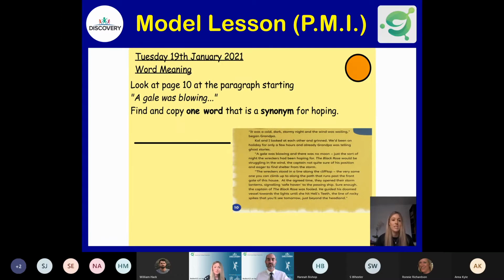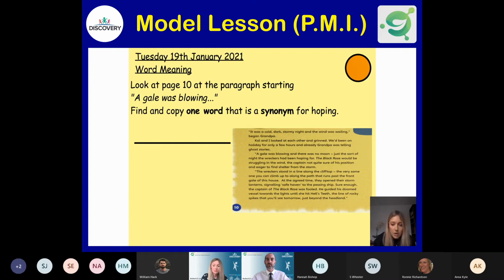Okay, then, so now it's my turn to have a go at a word meaning question. Because if you remember, the orange circle indicates my turn, the yellow one, our turn, and the green one is your turn to have a go. So my question says, look at page 10 at the paragraph starting, a gale was blowing. Find and copy one word that is a synonym for hoping. Okay, so I know I need to be looking at page 10. And I'm looking for the paragraph starting, a gale was blowing.